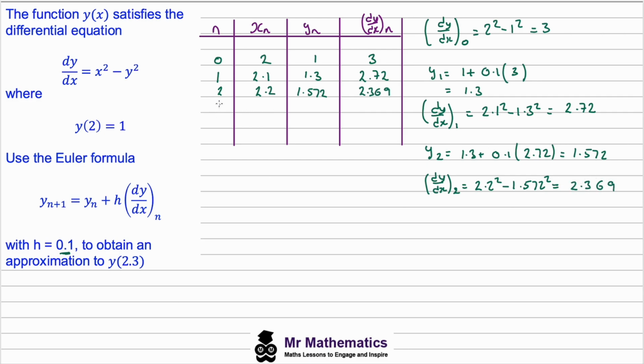So when n is 3, we'll get x is 2.3. We can work out y3. We'll use the previous y value plus h times the previous gradient. We can work this out and we get 1.8089. Okay, so this is the y value when x is 2.3.